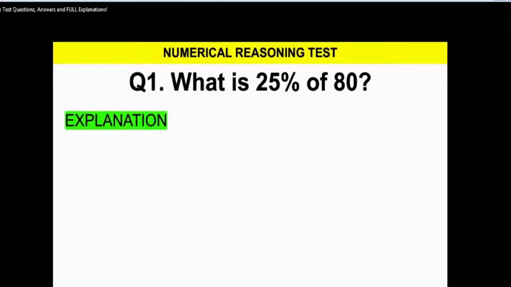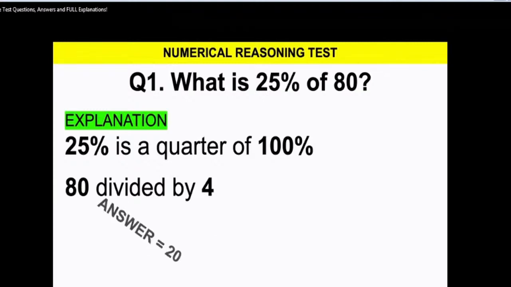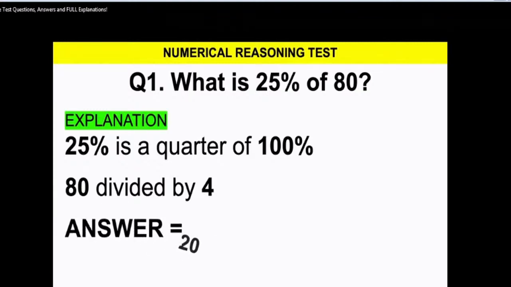My explanation to that is 25% is a quarter of 100%. Therefore, to get the answer, all we need to do is do the calculation 80 divided by 4, because that's 25%, and that gives us the answer 20.